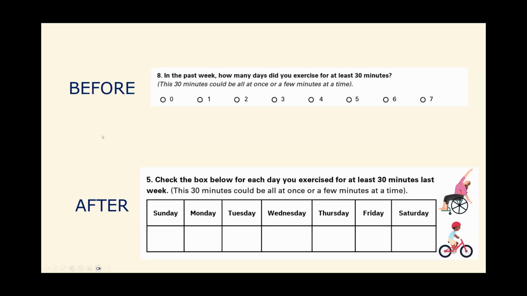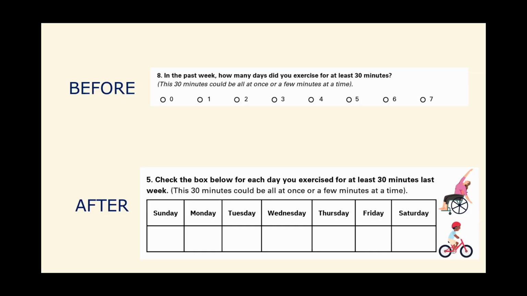This is another element that we changed after having discussions with our advisory board. They recommended some visual representation of physical activity and especially inclusive physical activity for this question. So this question began as, in the past week, how many days did you exercise for at least 30 minutes? So it requires thinking back and doing a little bit of internal math. And what we ended up adjusting it to was check the box below for each day you exercised for at least 30 minutes last week, which still relies on recall.